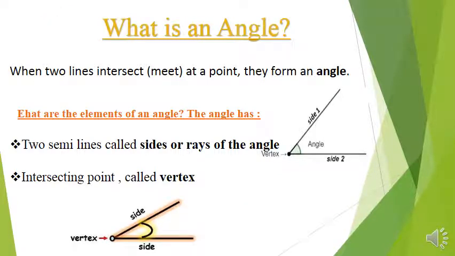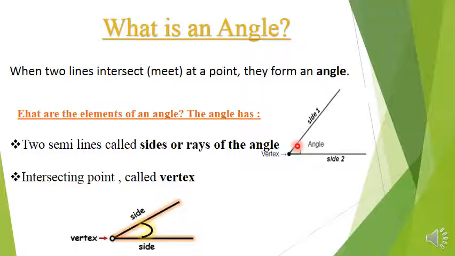Now we are going to talk about angles. What is an angle? When two lines intersect or meet at a point, they form an angle. As you can see here, we have two semi-lines intersecting at a point, which is the vertex, and they are forming an angle between them.